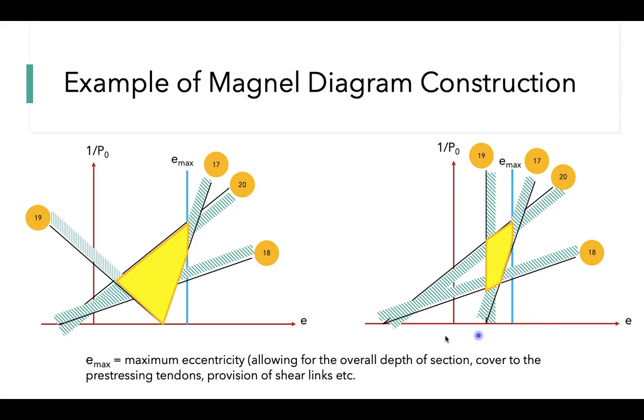So this E maximum is actually the value of maximum eccentricity that allows for the overall depth of section, cover to the pre-stressing tendon, and also provision of shear links and etc. So this value can actually be calculated, so we are going to consider these factors.